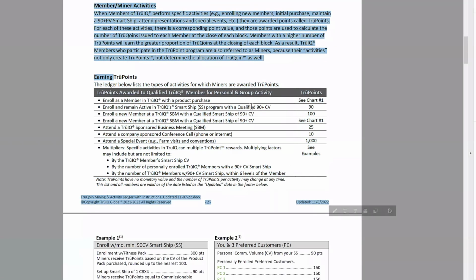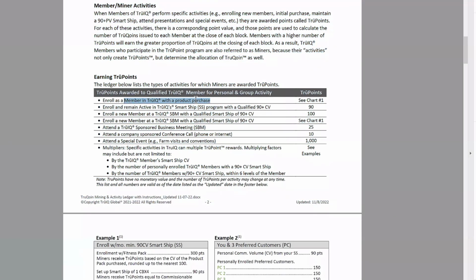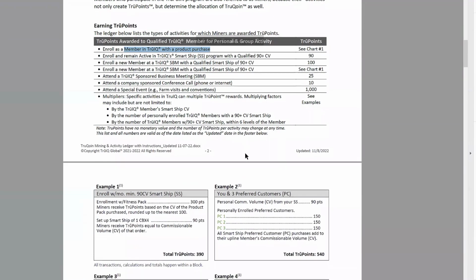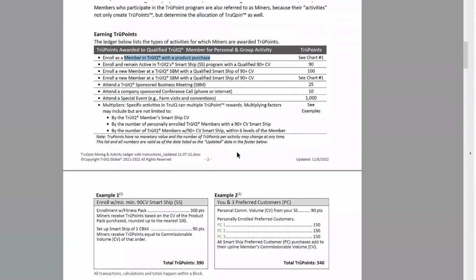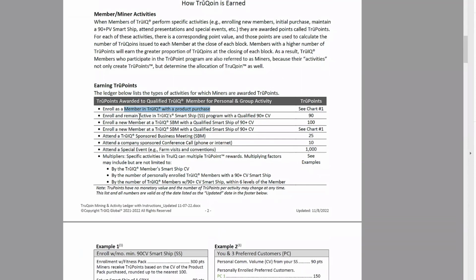As a high level, here's an example of some of those ways you earn TruPoints. So we talk about, of course, when you enroll a member, you earn TruPoints. See the chart below. And that's this chart down here, and I'll show you that in just a second. You also, when you enroll and activate your SmartShip, and this is just, again, an example, 90 is a minimum requirement to remain active in TruIQ, so that's why we use 90 points here. So a CBX4, a Micro, Silky Smooth, all of those give you 90 points every time you purchase that each month.